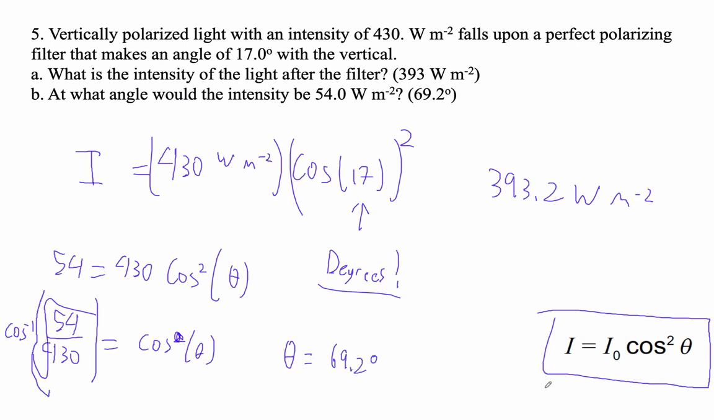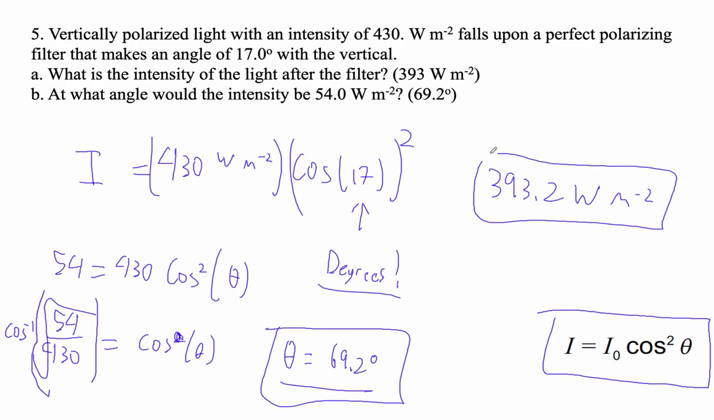Now, of course, did we do that right? What are the odds that I got that right? So you could just plug it in here, right? 430 times cos of that angle squared gives me 54, so it worked. Check your answer. It's easy to check your answer, right? All right. That's not so hard, is it?